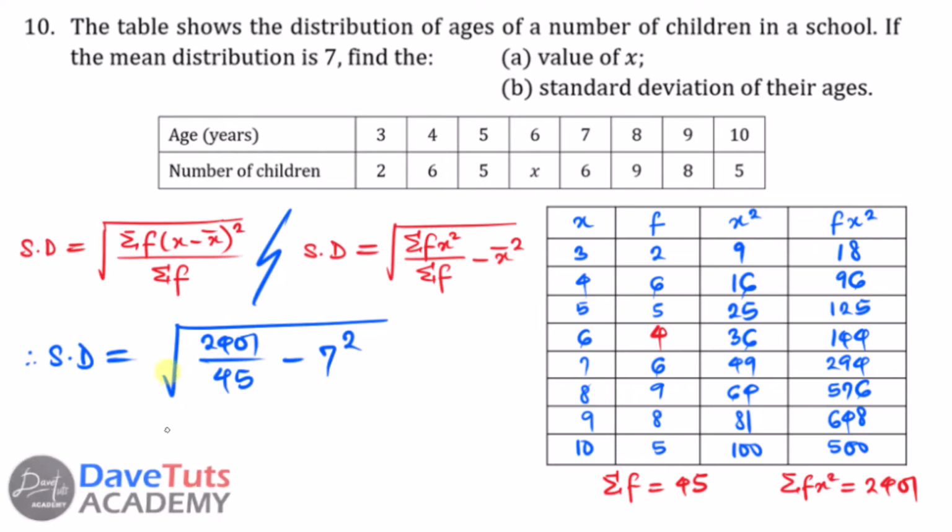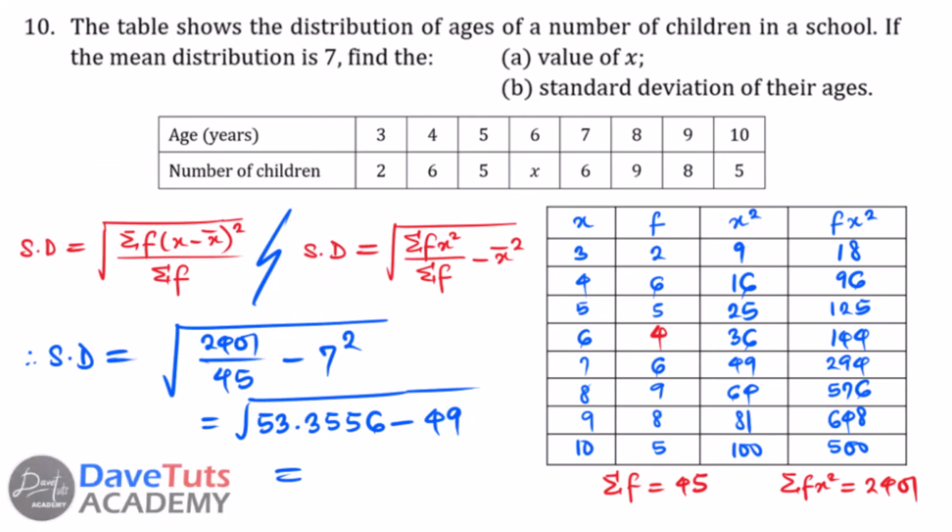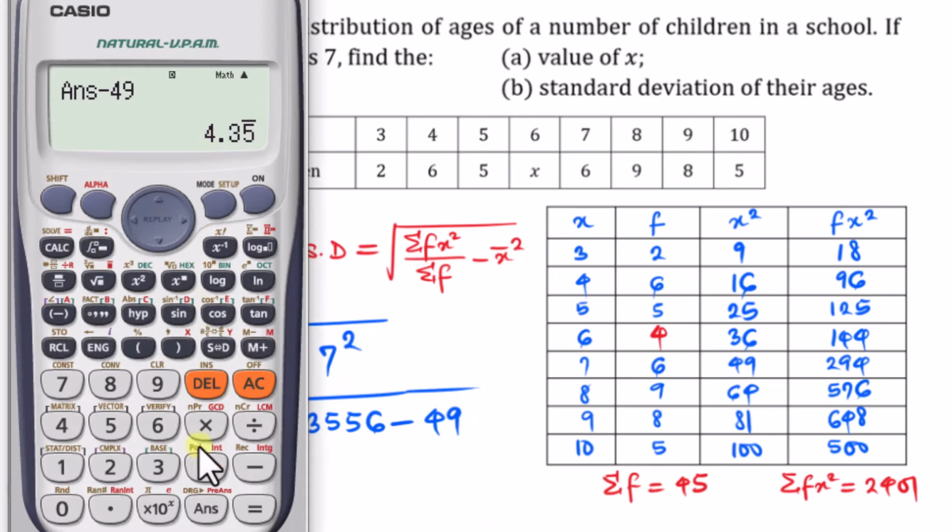So we have square root of 53.3556 minus 7 raised to the power 2 is 49. So we can say the answer that we just got minus 49, that's 4.3335. So we can just put in our answer and say, okay, square root of this answer now, the square root of the answer we got finally. So this will be 2.0869.